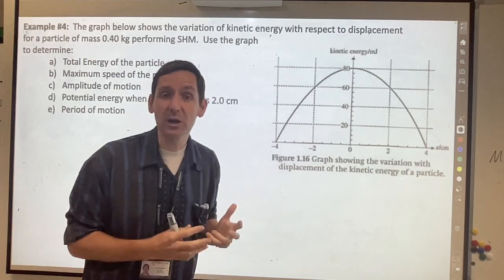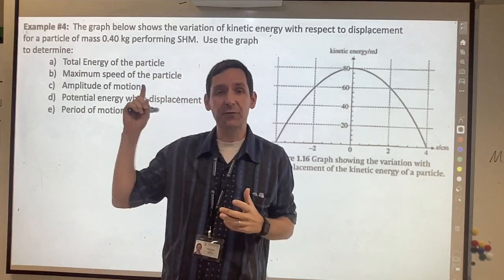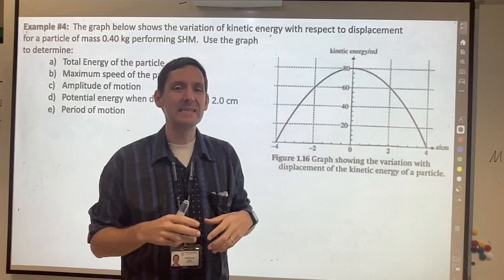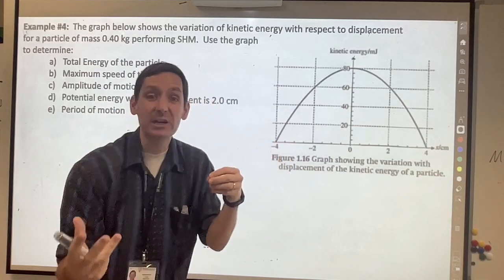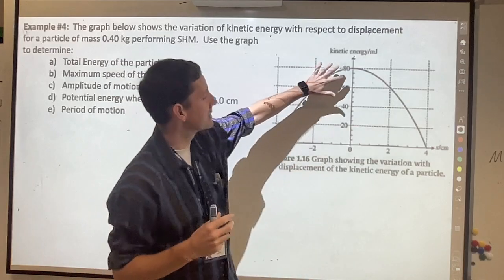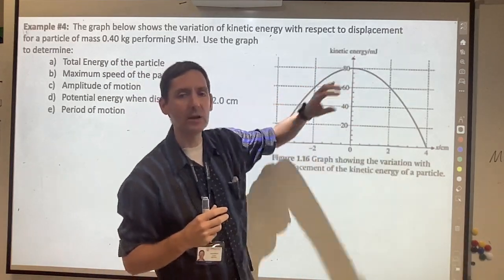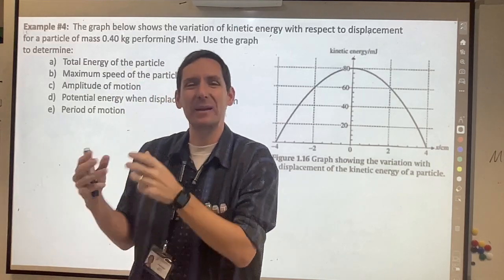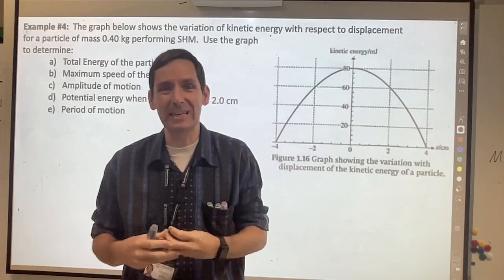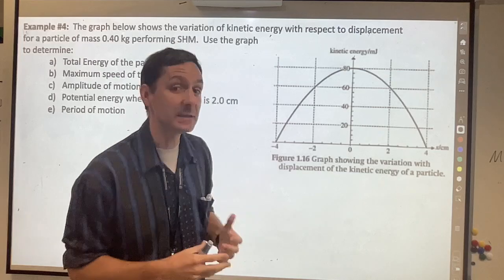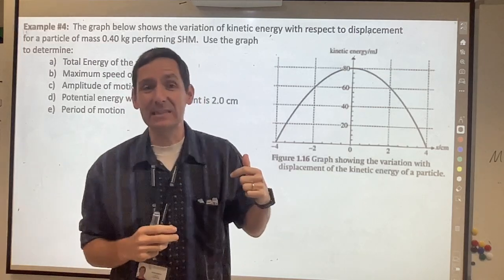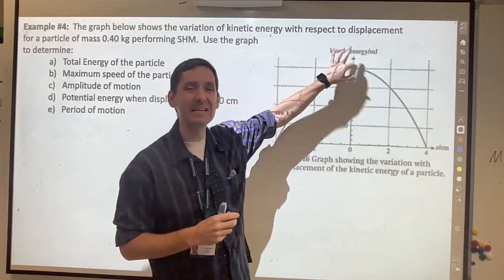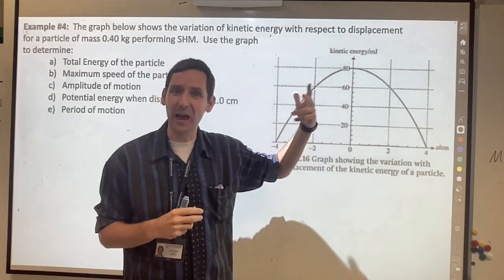The first question being asked of us here is the total energy of the particle. The total energy of the particle is the sum of the kinetic and all of the potential energies. In the center here, you can see that the kinetic energy is at a maximum. In these problems, we generally say that when the kinetic energy is at a maximum, the potential energies add up to zero because there's no more potential to gain kinetic energy. And so if the potential energy is zero at that point, then the amount of kinetic energy we have at this point is equal to the maximum amount of energy that it can have.